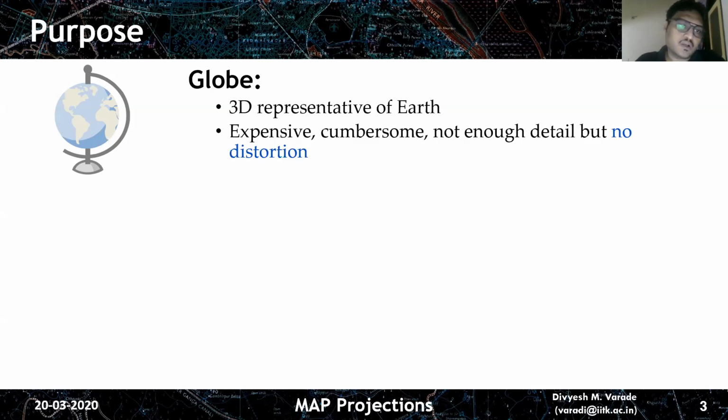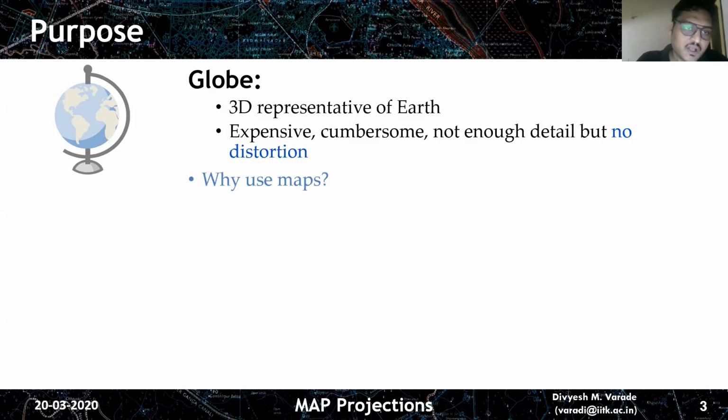But these globes are very expensive to make. They are difficult and cumbersome because you need a lot of processes in preparing globes. And even after doing all that, you don't have enough detail. For example, you can see the country boundaries, but not enough detail. If you were to show some small area on a globe, it's not really possible. But the advantage is there is no distortion in globe models.